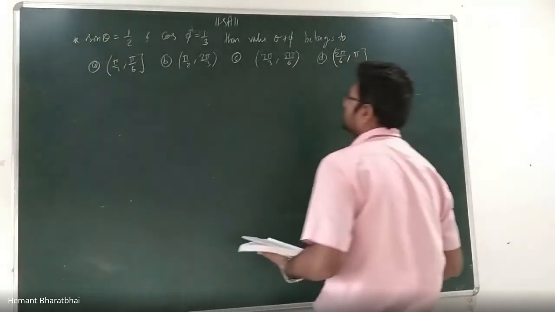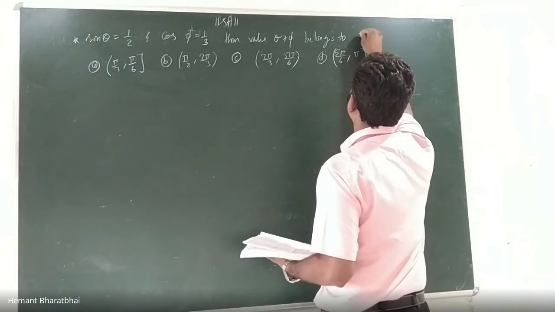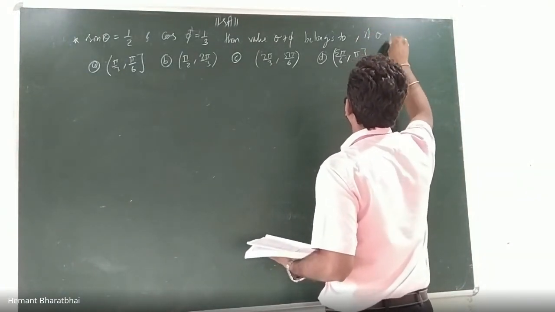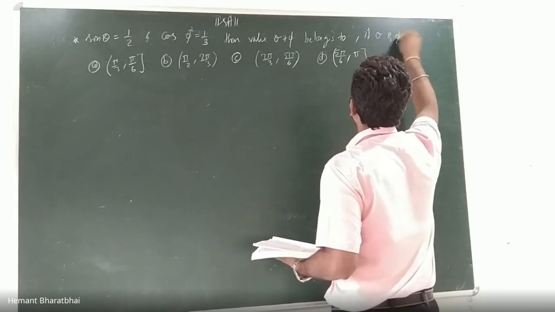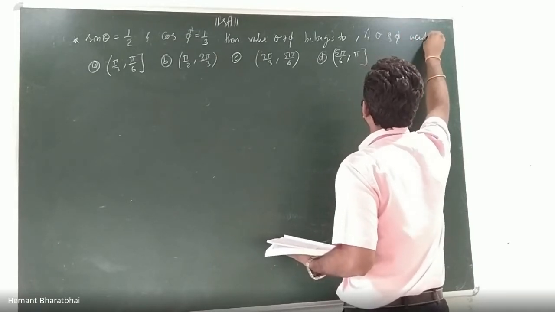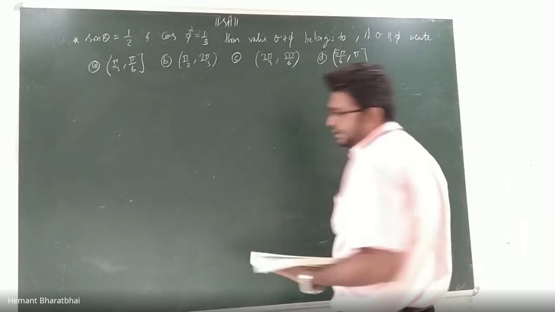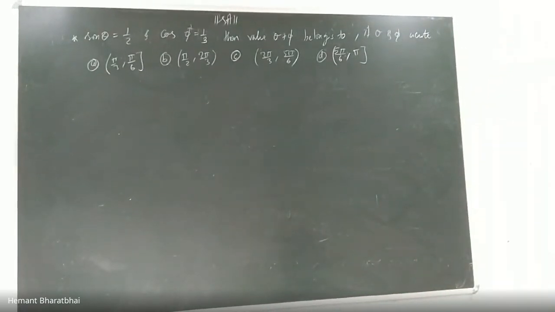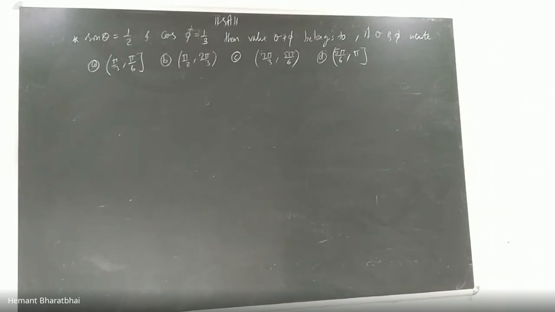So both theta and phi are acute. If theta and phi are acute angles and if they are satisfying this value, sine of theta is equal to 1 by 2 and cos of phi is equal to 1 by 3, then the value of theta plus phi will belong to which interval? Okay, try this.